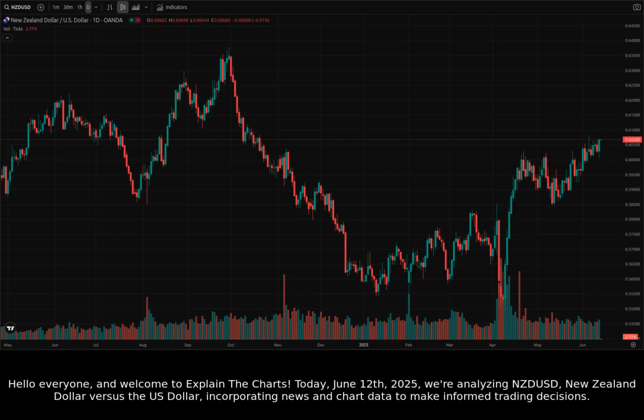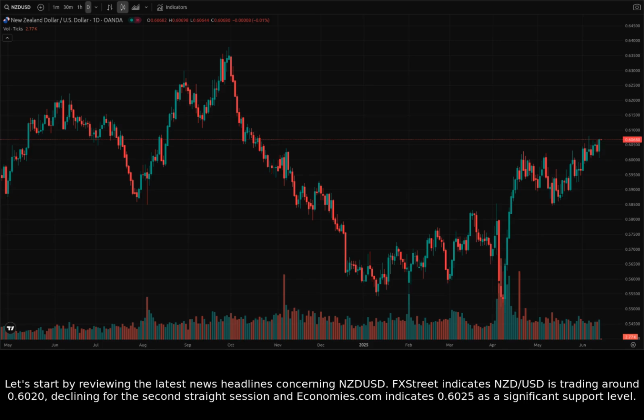Today, June 12th, 2025, we're analyzing NZDUSD, New Zealand dollar versus the US dollar, incorporating news and chart data to make informed trading decisions. Let's start by reviewing the latest news headlines concerning NZDUSD. FX Street indicates NZD/USD is trading around 0.6020, declining for the second straight session, and Economist.com indicates 0.6025 as a significant support level.